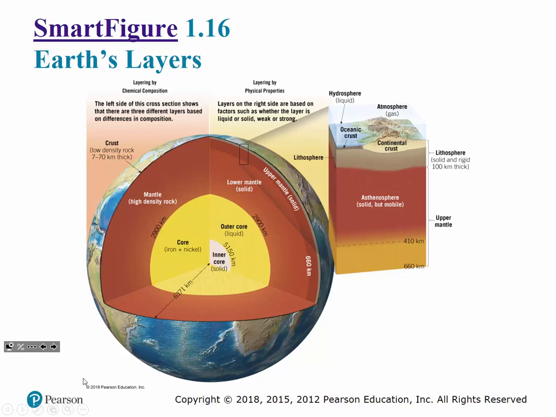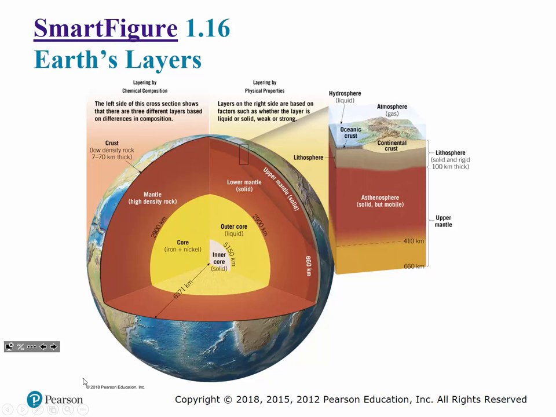Right, and then this is showing you some of the different layers of our planet. Okay, so the crust is what we're walking around on. The crust and the upper mantle form the lithosphere. Then below that you have the asthenosphere, which is the lower part of the mantle. Then you move into the outer core and then into the inner core.